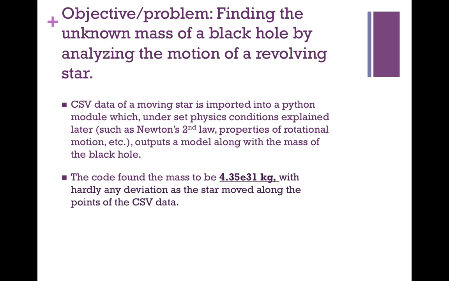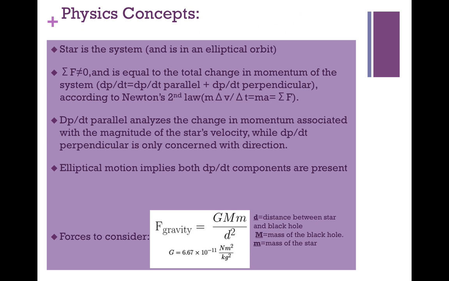And we can take the CSV data and put it into Python with some physics conditions, and we can output a model of the star's motion and find the unknown mass of the black hole. And we found the unknown mass to be 4.35 times 10 to the 31 kilograms, with hardly any deviation throughout the motion of the star. And this was also consistent with what is required in WebAssign, so it is accurate and precise.